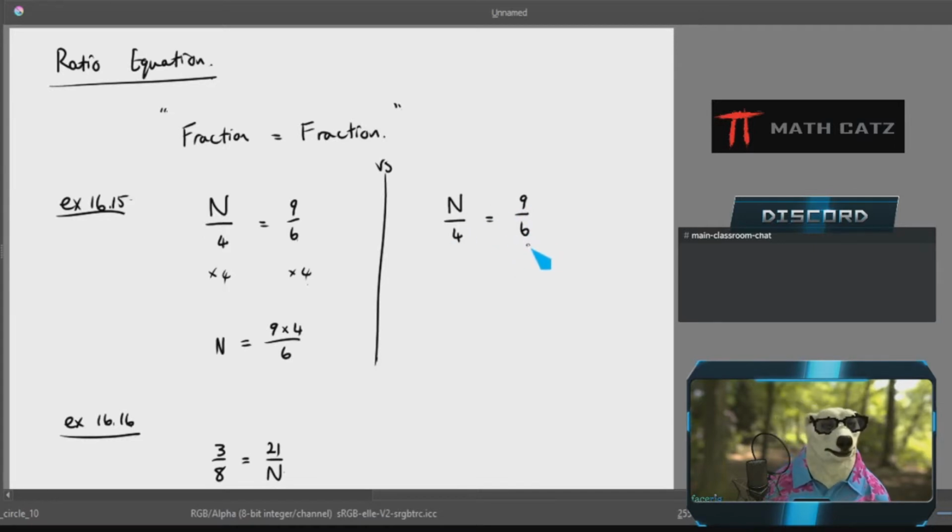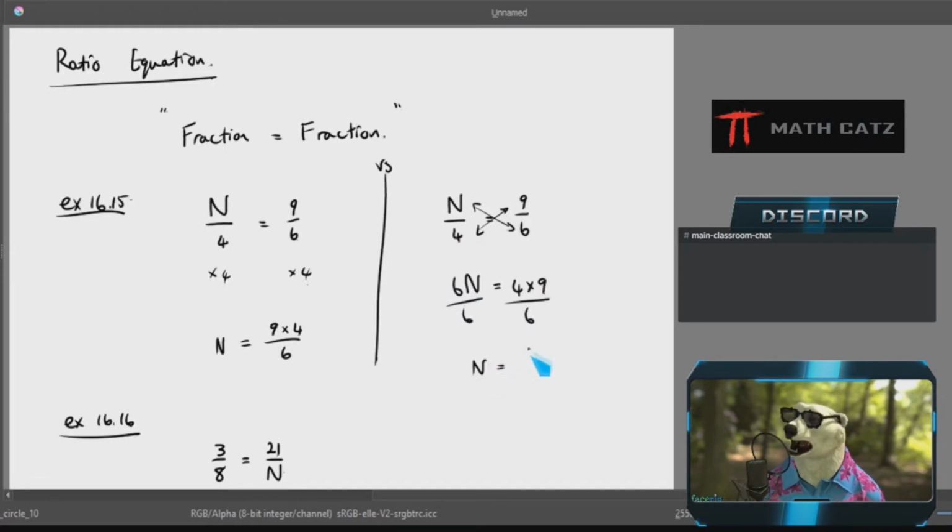This is only going to work for ratio equations. I'm going to take the top of one and multiply it with the bottom of the other, and the other pair as well. So I'm going to put the pair that has my variable in it on the left. So n times 6, 6 times n, and then 4 times 9, 9 times 4, it doesn't really matter, right? And then I have one more step, which is dividing by 6 to get the variable alone, and you see that I get the same result.